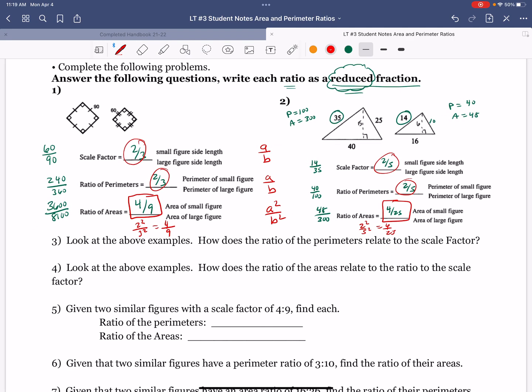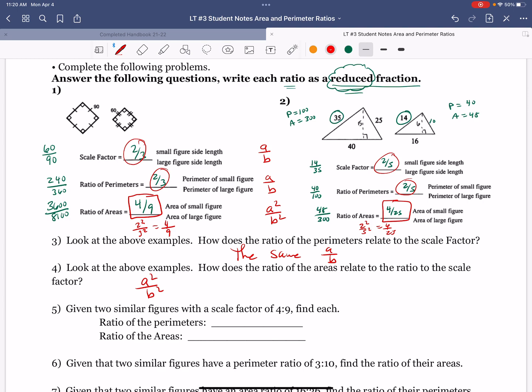So looking at the examples above, how does the ratio of the perimeters relate to the scale factor? They are the same, A over B. How does the ratio of the areas relate to the scale factor? Well, the ratio of the areas is A squared over B squared. You basically take the scale factor or the ratio of the perimeters and square it.